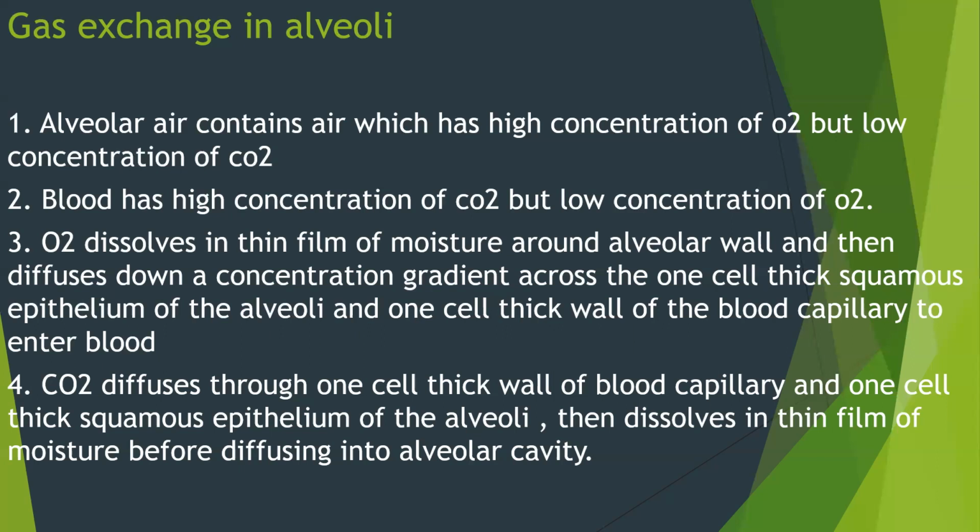So oxygen will basically first dissolve in this thin film of moisture which is present along the inner alveolar wall. It dissolves so that diffusion can occur faster, and it'll then diffuse down a concentration gradient. We know that the alveolar air has a higher concentration and the blood plasma has a lower concentration, so it will diffuse through the one cell thick squamous epithelium.